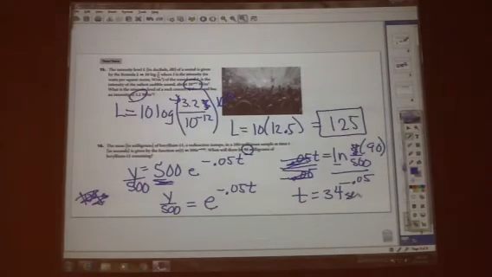Wait, what do you get once you get the 90 divided by 500 and get the natural log of that, then what do you do with that? And divide that by negative 0.05. Okay.